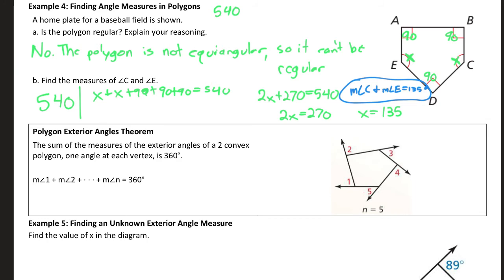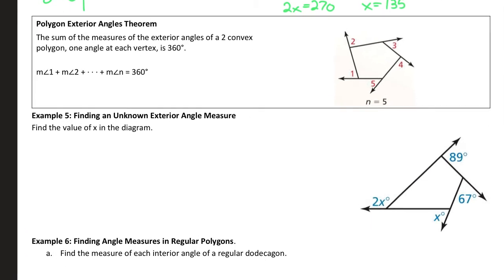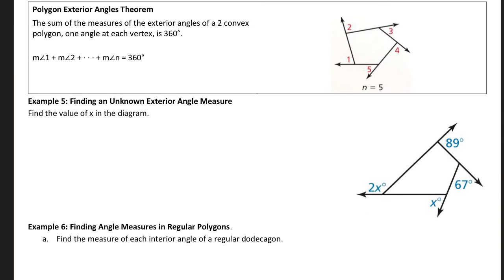Okay. So there's one more property or one more theorem to talk about, and it's talking about exterior angles. The definition of an exterior angle is if I took a side and I extended it, and I took another side and I extended it, and I took another side and I extended it, I would be creating exterior angles, right?